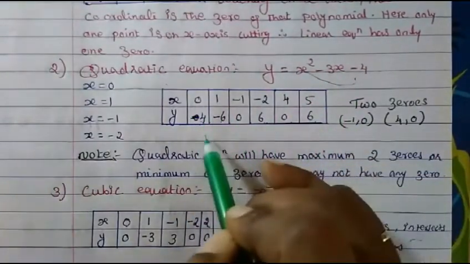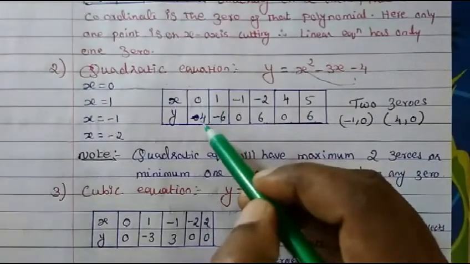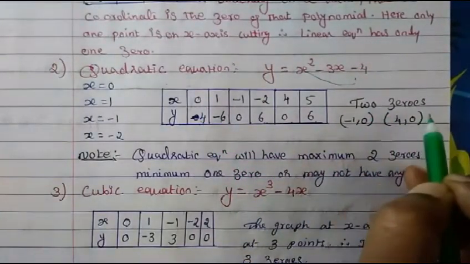So when you get these, prepare this table and then do the graph. If you do the graph as I showed you, taking the x coordinate and y coordinate, then you will see that in the graph there will be 2 zeros.